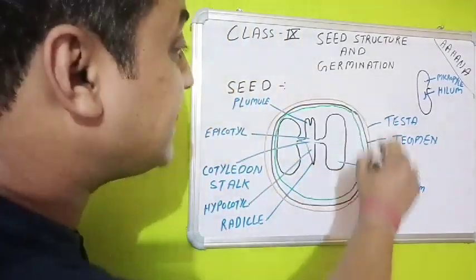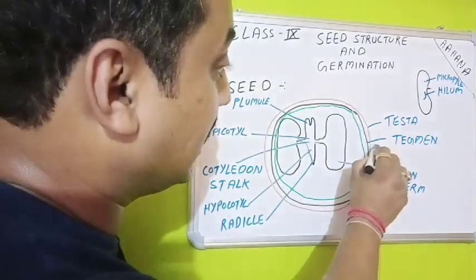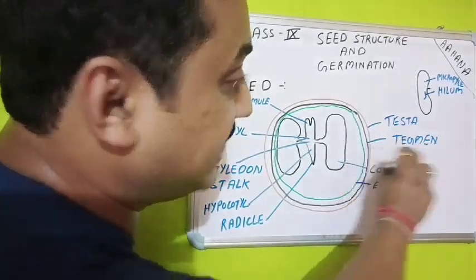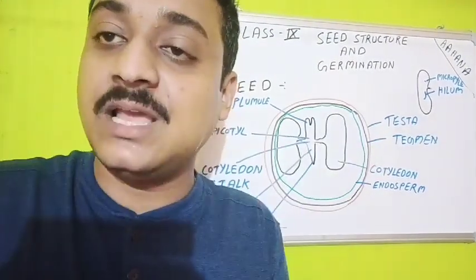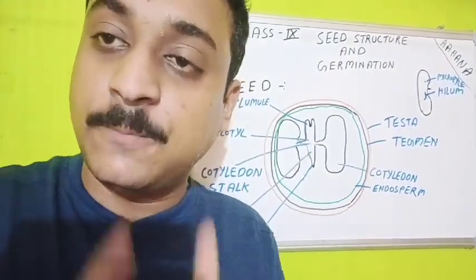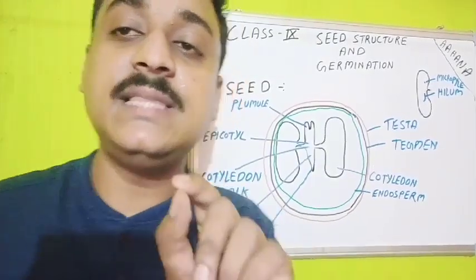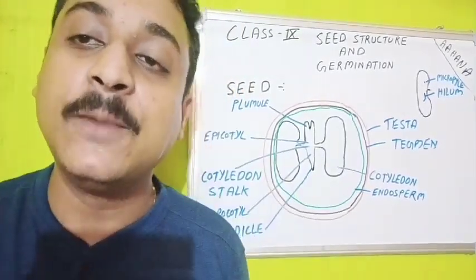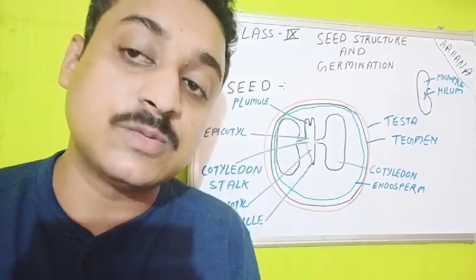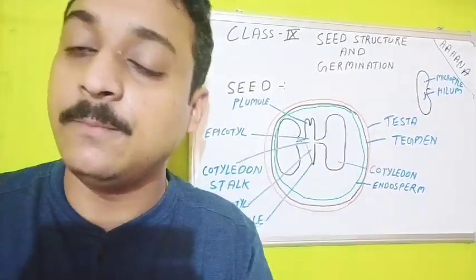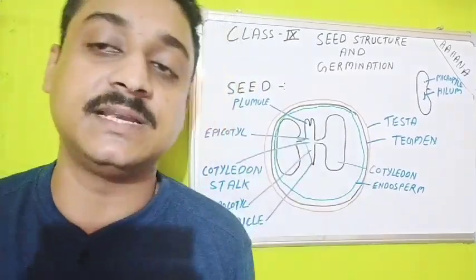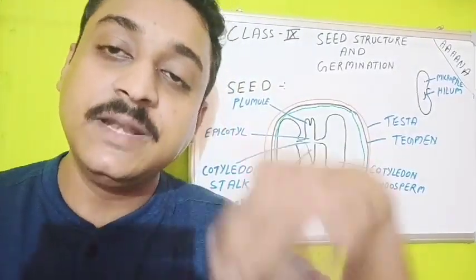Next one is the tegmen. This is the inner layer, the black layer which I have marked. Tegmen is the inner membranous layer. It protects the seed, because inside the seed a small developing embryo is there. Now what is the small developing embryo? This small developing embryo is actually the plant present inside the seed that will germinate to form a plant.